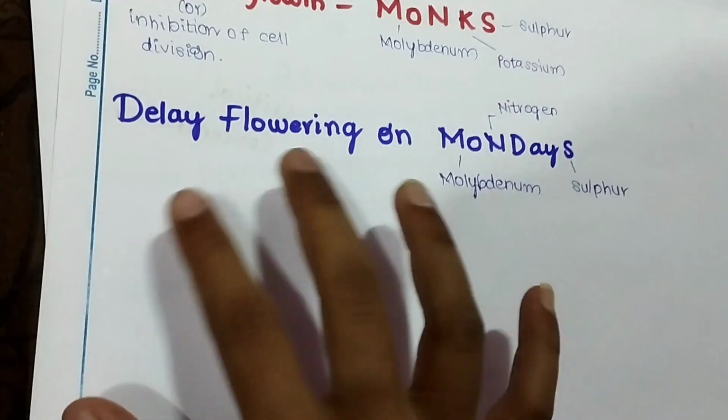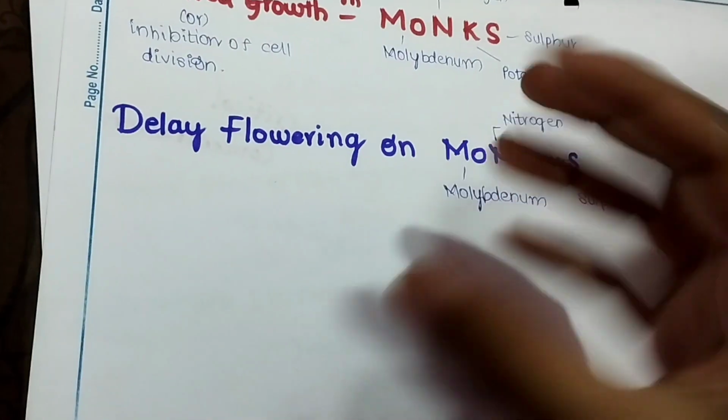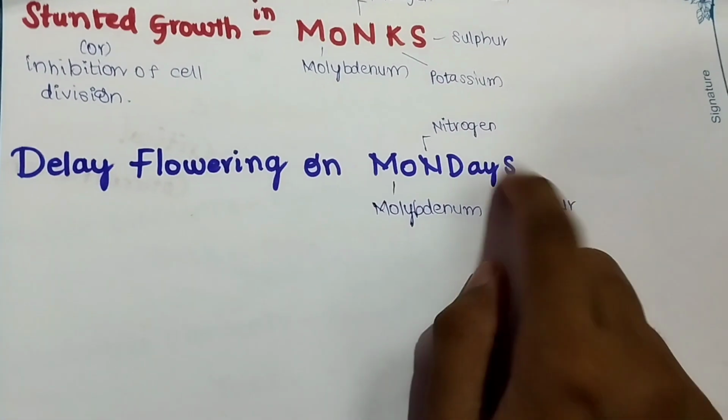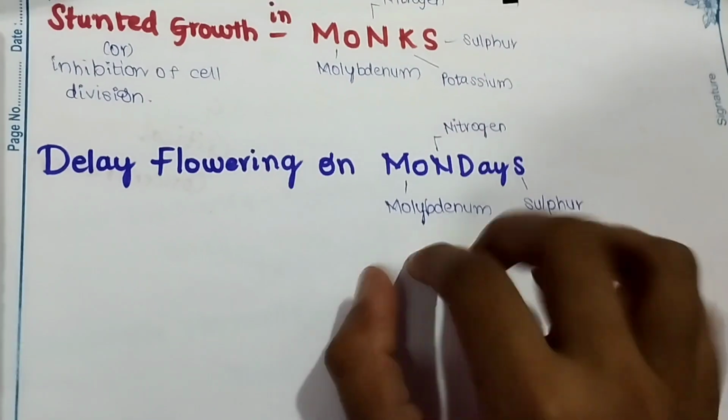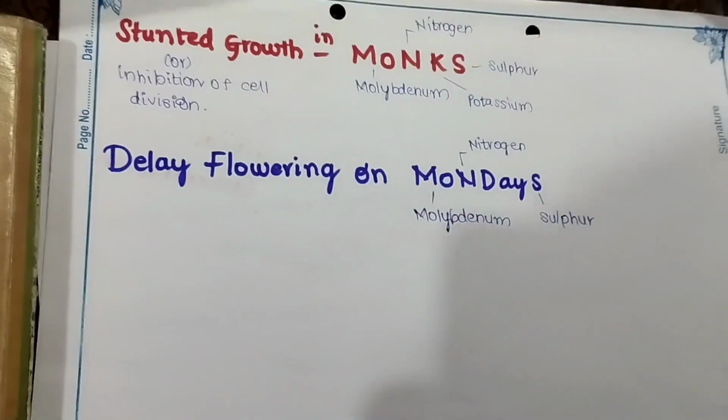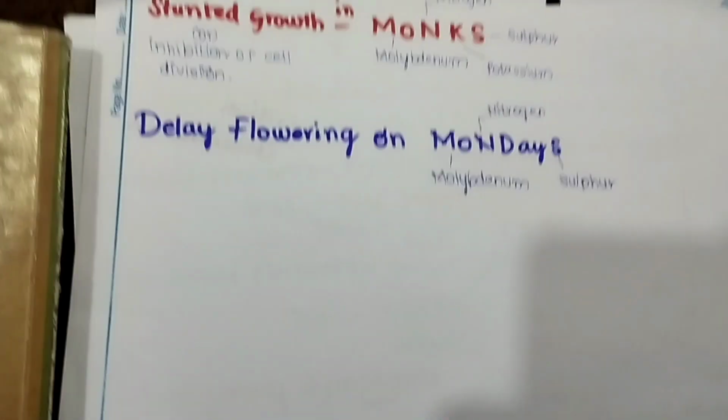Okay. Next is delayed flowering. Generally monks have delayed flowering on Mondays as they have become thin. You remember Mondays: molybdenum, nitrogen and S stands for sulfur. These are the three deficient elements: molybdenum, nitrogen, sulfur. So this is the video. This will be helpful for you to remember all these deficiency elements.